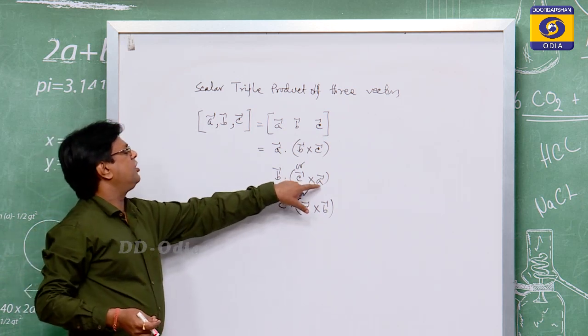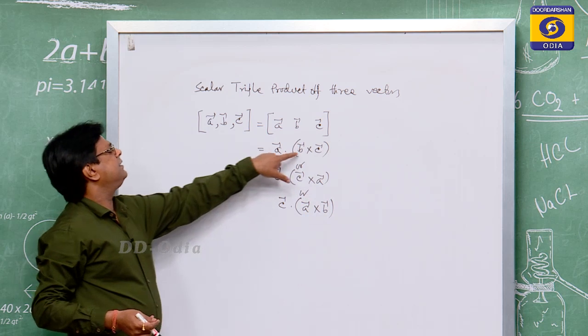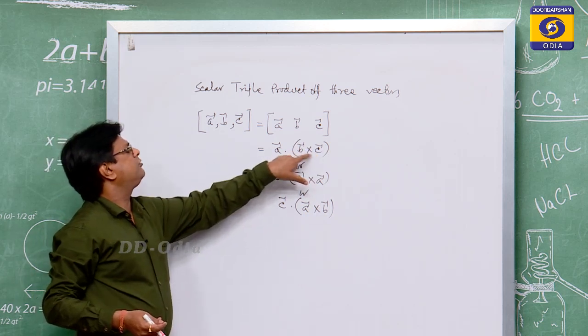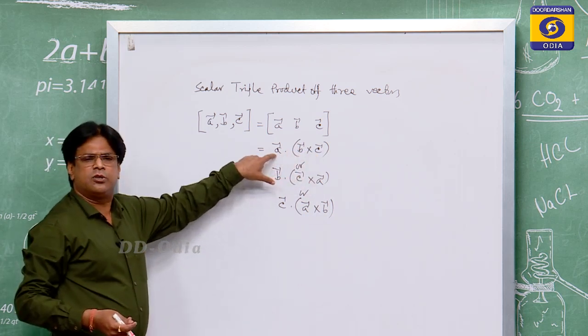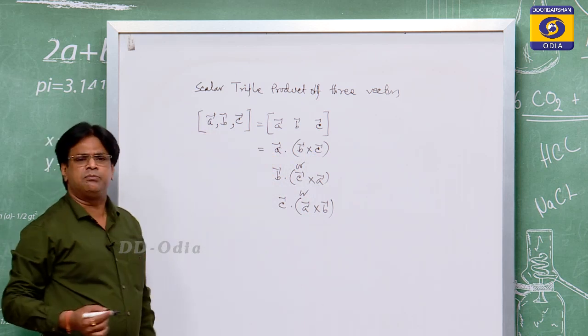Here is C cross A and dot product with B vector. B cross C: first we have to find the B cross C and then make the dot product with C. So, this is your scalar triple product.